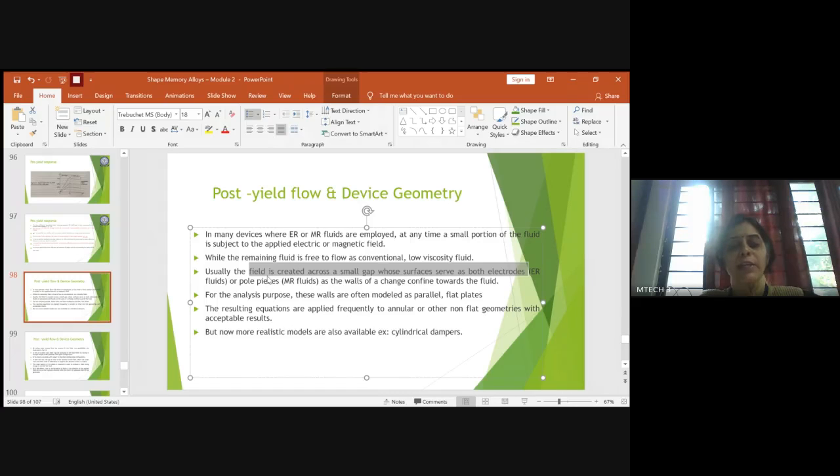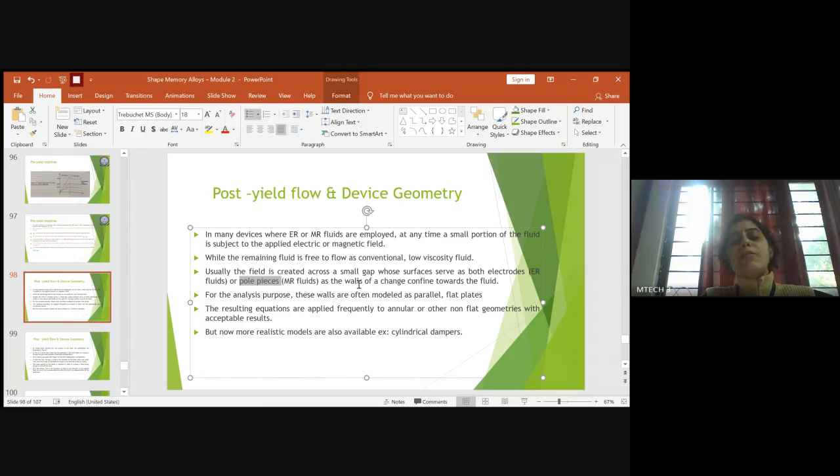Okay, and this is the same thing that has been told. When you apply the field it results in the formation of small gaps, and these gaps will serve as electrodes or pole pieces. These gaps will serve as electrodes if it is an ER fluid. If it is an MR fluid, then the gap will serve as the pole pieces. In an MR fluid, you need the north pole and the south pole, whereas in case of an ER fluid, you need the electrodes as a conductive media, right? So this gap will behave like electrodes in case of ER fluid and like the pole pieces in case of MR fluid.